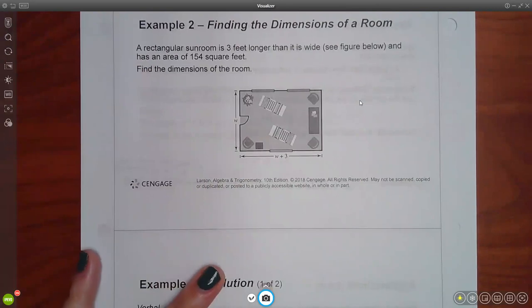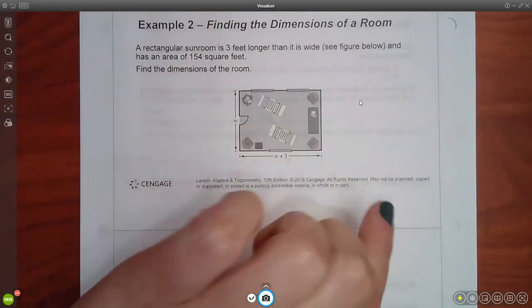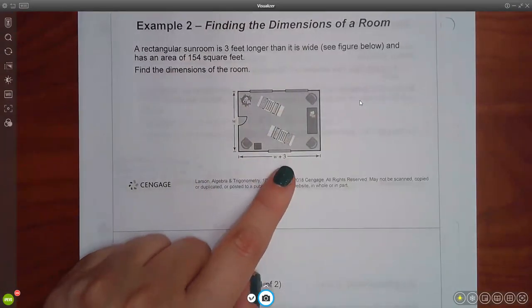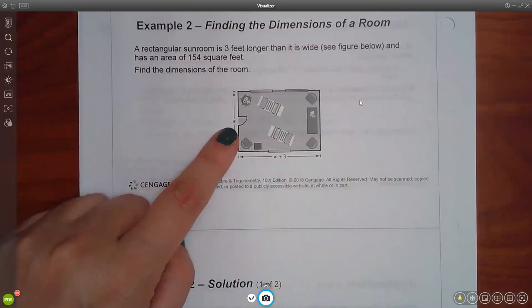And so they already label it for you. You know, this one's the shorter, this one's the longer, right, visually. And they said that it is 3 feet longer than it is wide. So you don't know how wide it is. So they just use the W. You could use X, it doesn't matter what letter.